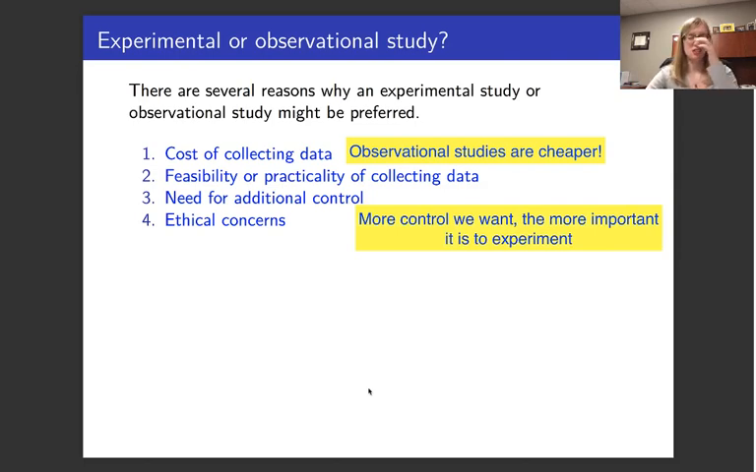Finally, ethical concerns are a big thing as well. If we are interested in studying something like, say, a sexually transmitted disease, which may be harmful to patients, it's probably unethical to give patients the disease. It may be more likely to observe what happens in patients.